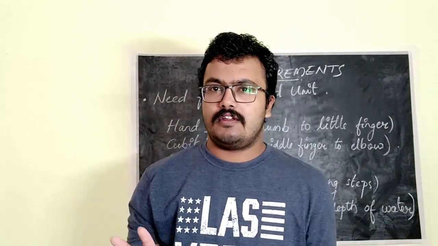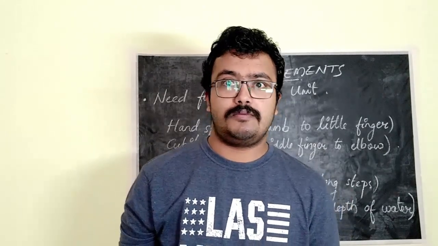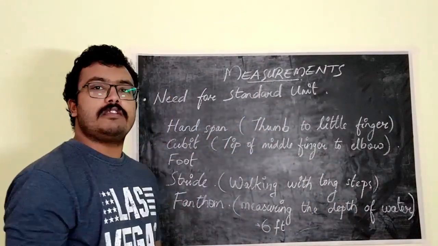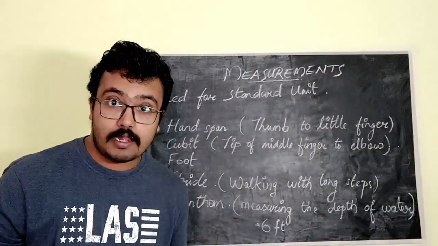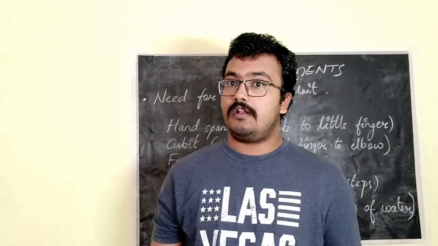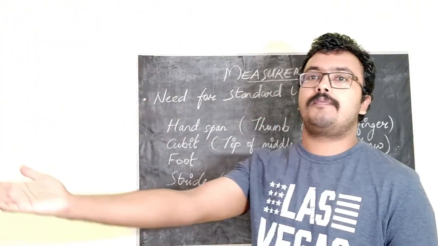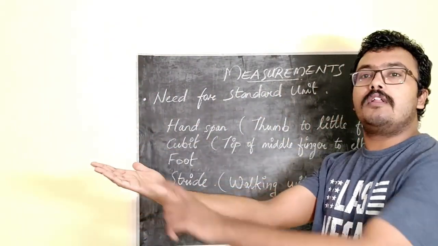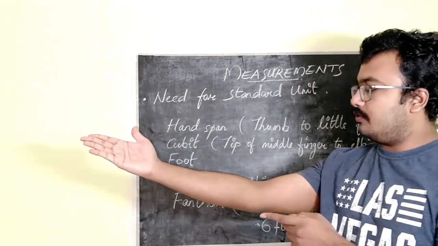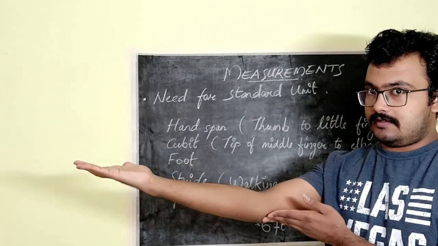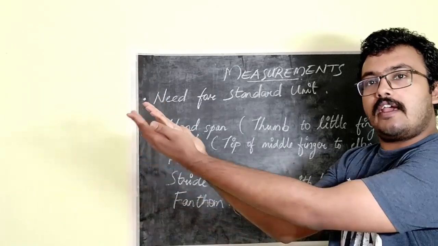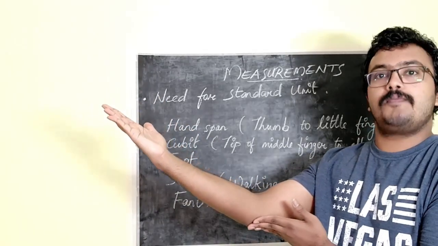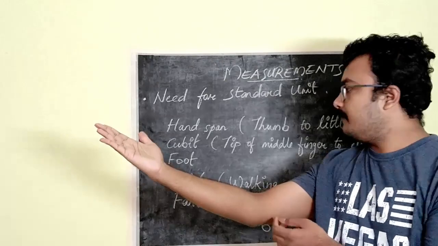I guess you know what we mean by handspan. It depends on person to person. Next, cubit. Cubit is the tip of the middle finger to the elbow. Stretch your hand, you already know. Now the tip of the middle finger to the elbow. This region of your arm is called a cubit.